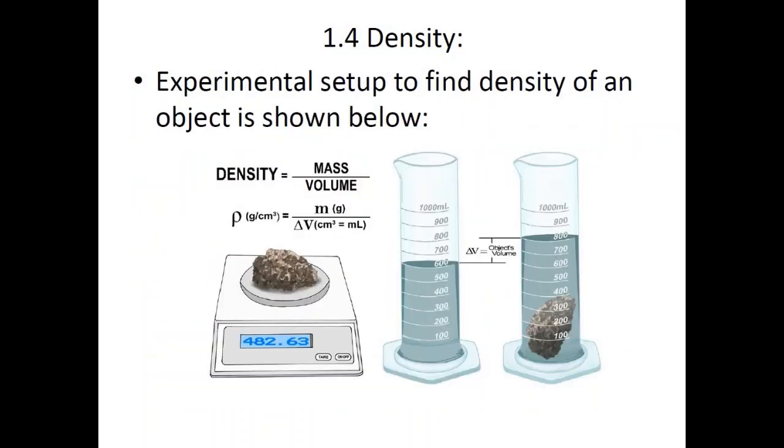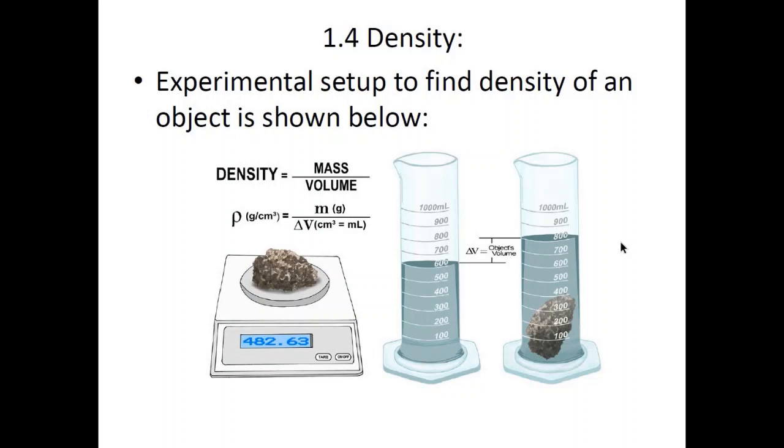The experimental setup to find the density of an object looks something like this. You use a balance to calculate the mass, and you use the displacement method or a measuring cylinder to measure the volume, and then you plug the values into the formula mass upon volume and calculate the density. If mass is given in grams and volume in centimeter cube, you get density in grams per centimeter cube, and if you have mass in kilograms and volume in meter cube, you get it in kilograms per meter cube.